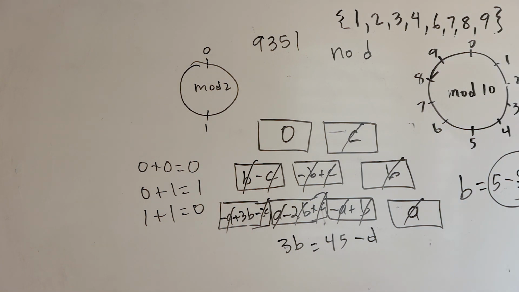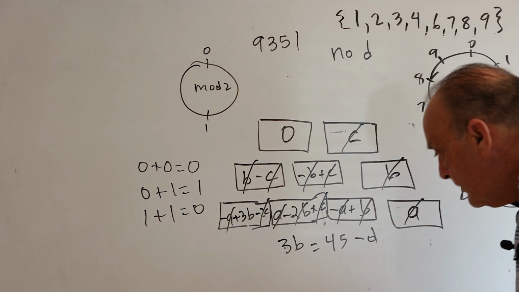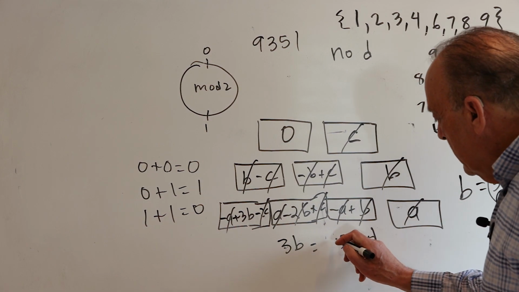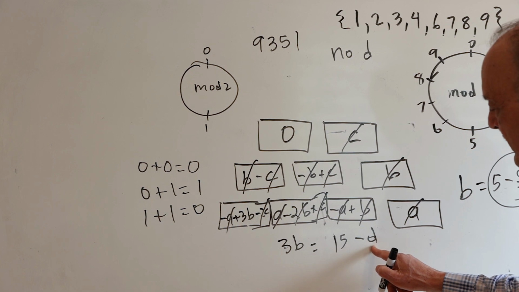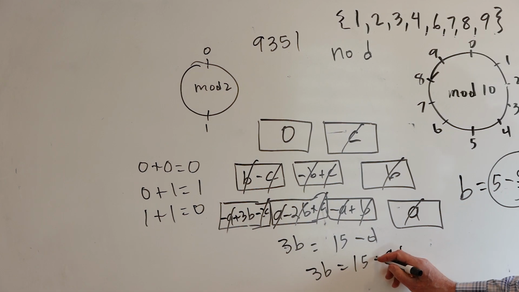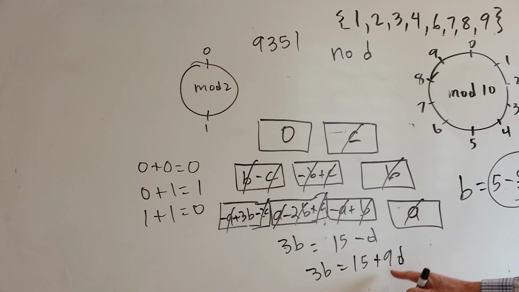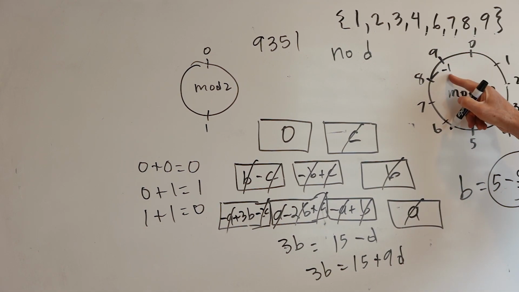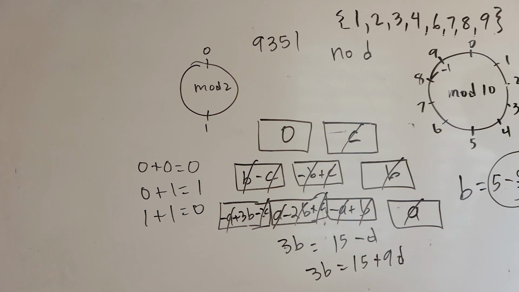So all the numbers 0 through 9, where you don't use a d, they're going to add up to 45 minus d. So now we can go ahead and change 45 if we want to, let's say 15. And we can change the minus d to plus 9d. Now why is negative d equal to plus 9d? Because on the clock, if you go backwards, this becomes negative 1. So negative 1 equals positive 9 on this clock. That's why I can change negative 1d to positive 9d.